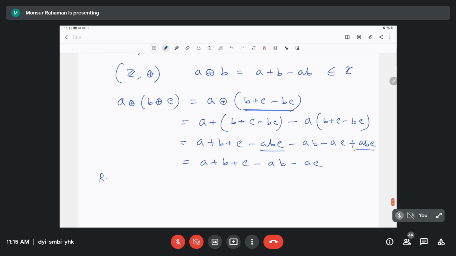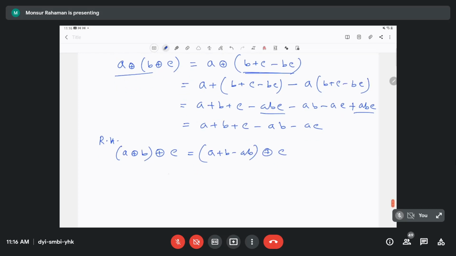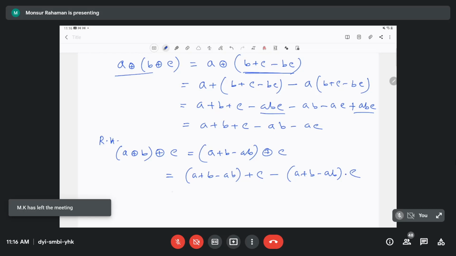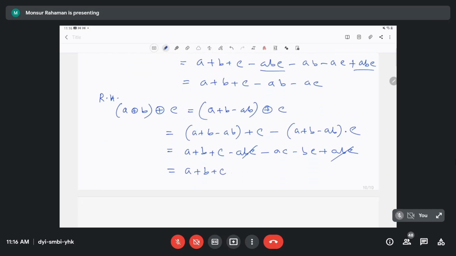And what about the right hand side? On the right hand side, we have to take ab first. So a plus b minus ab, and c. So here it will be a plus b minus ab plus c and minus a plus b minus ab into c. If we add, a plus b plus c minus abc minus ac minus bc plus abc. Abc will be cancelled out and this will be a plus b plus c minus ac minus bc. Obviously they are not equal, because a plus b plus c is okay, but there is ac and bc here and ab and ac there.